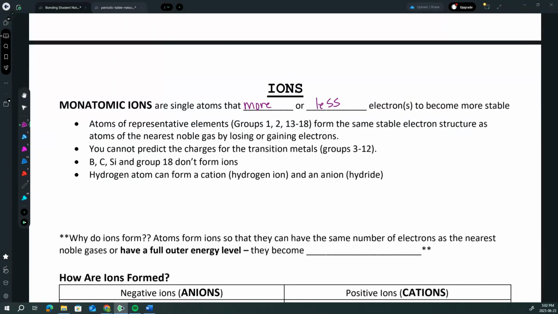So atoms of representative elements, so group 1, 2, 13 through 18, form the same stable electron structures as atoms of the nearest noble gas by losing or gaining electrons. You can't predict the charges for transition metals, so that's group 3 to 12.